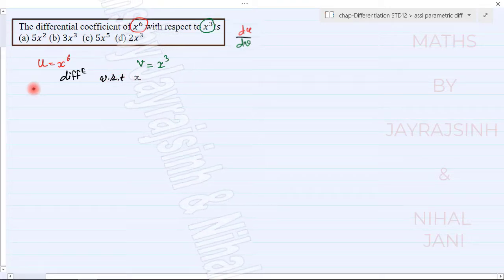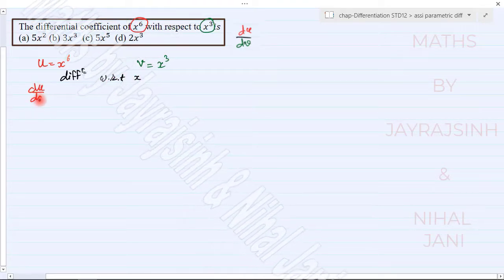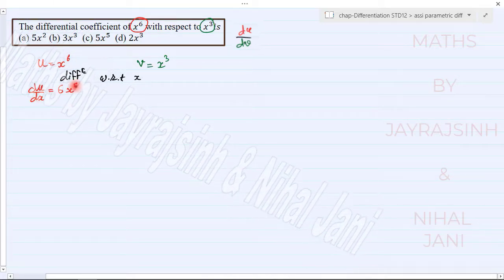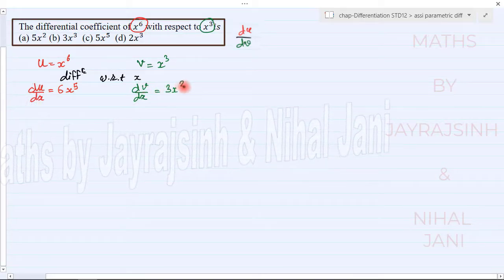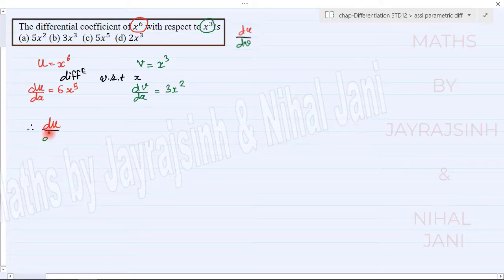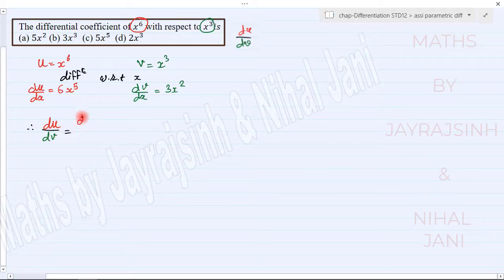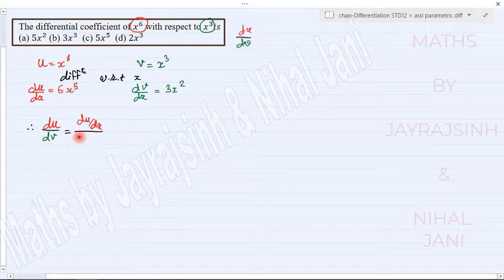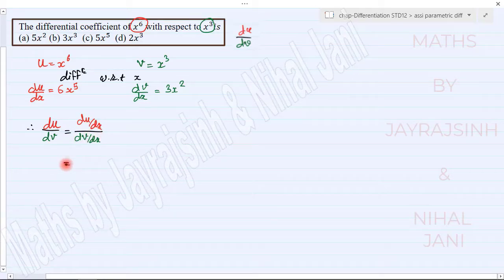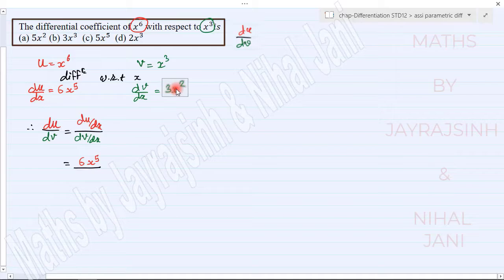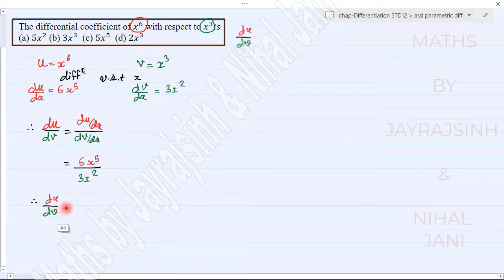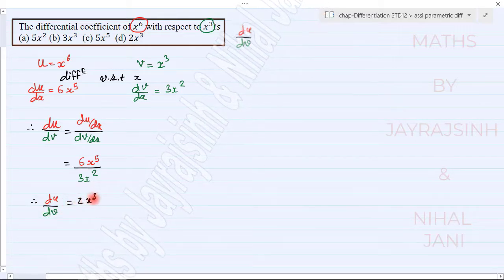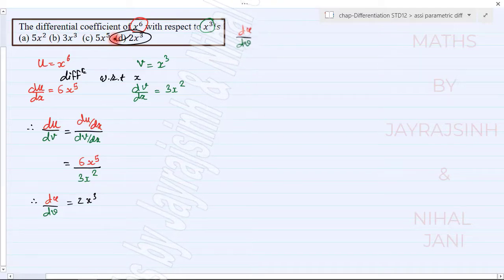to x. So from the first equation you will get du by dx is equal to 6x raised to 5, and from the equation of v we will get dv by dx is equal to 3x square. Now we know that du by dv is nothing but the ratio of du by dx and dv by dx. So in the numerator we substitute 6x raised to 5 and in the denominator 3x square. So we will get du by dv is equal to 2x cube, which is given in option D. Ta-da!